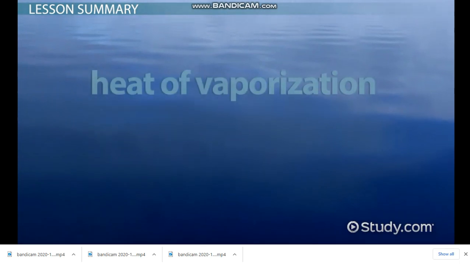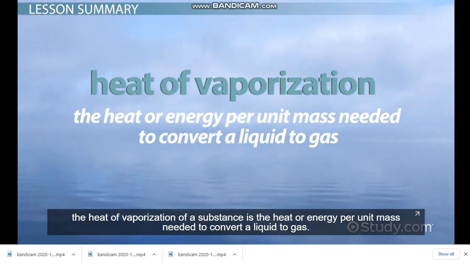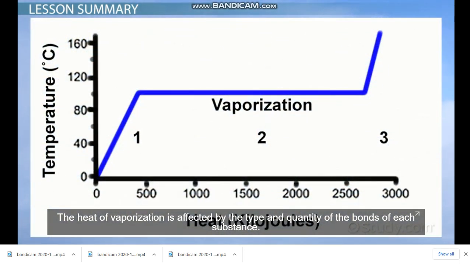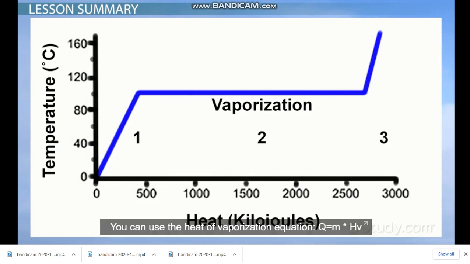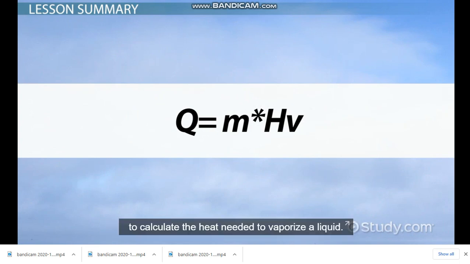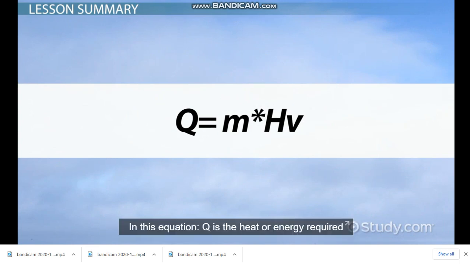In summary, the heat of vaporization of a substance is the heat or energy per unit mass needed to convert a liquid to gas. The heat of vaporization is affected by the type and quantity of the bonds of each substance. You can use the heat of vaporization equation, Q equals m times HV, to calculate the heat needed to vaporize a liquid. In this equation, Q is the heat or energy required, m is the mass, HV is the heat of vaporization.